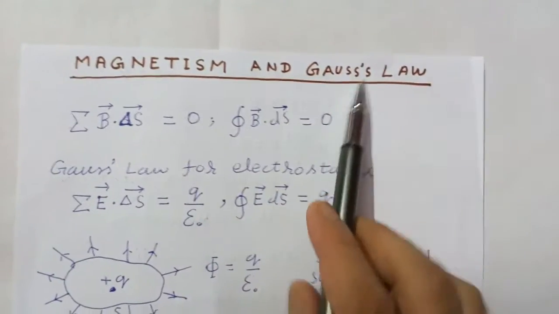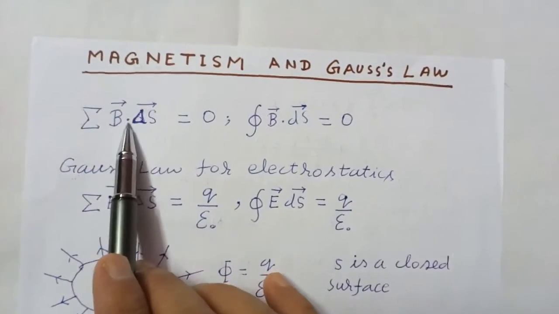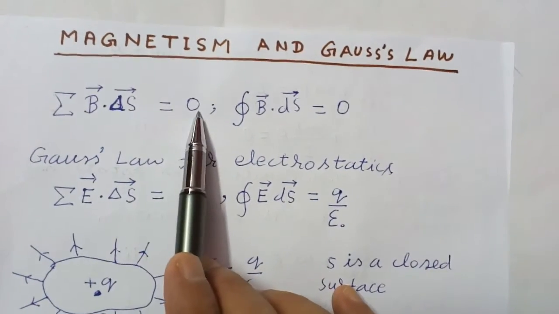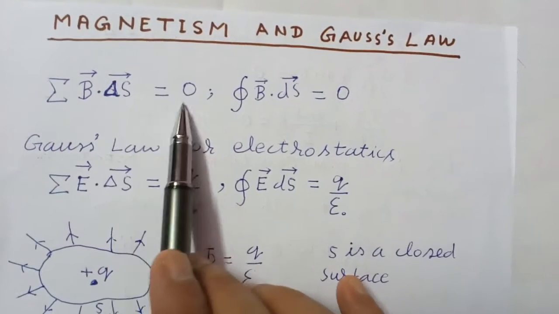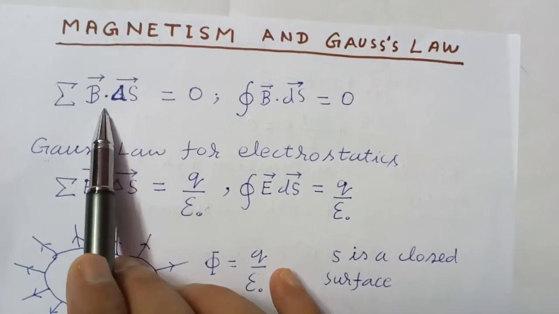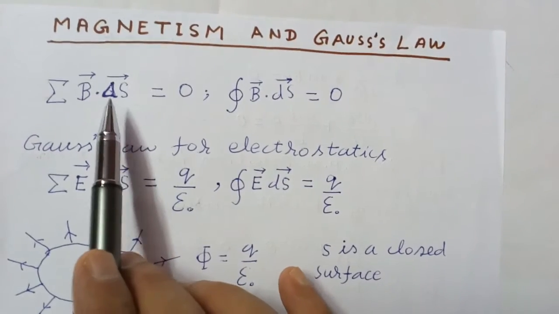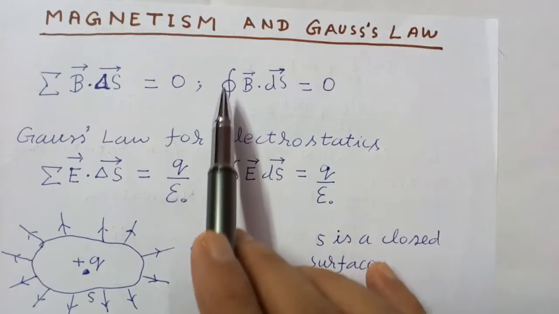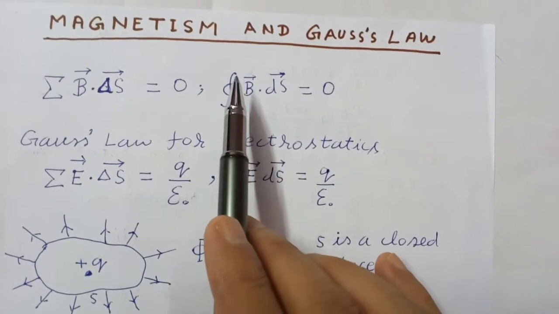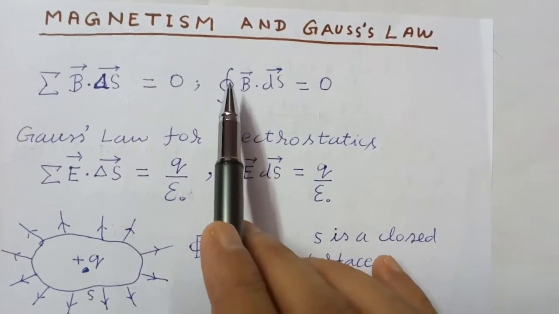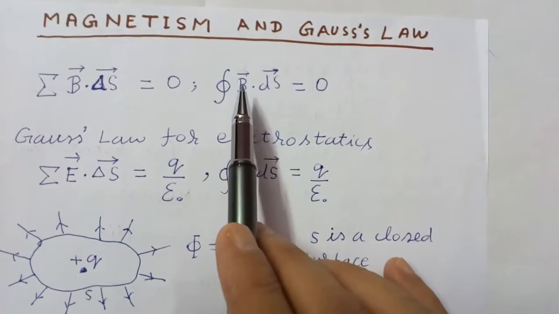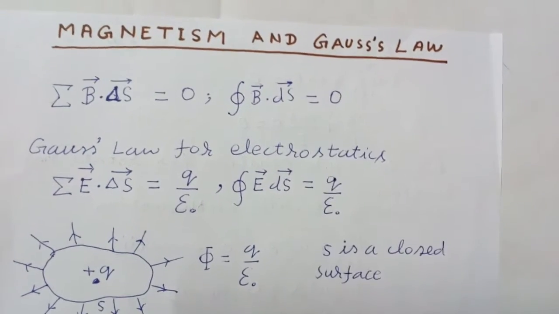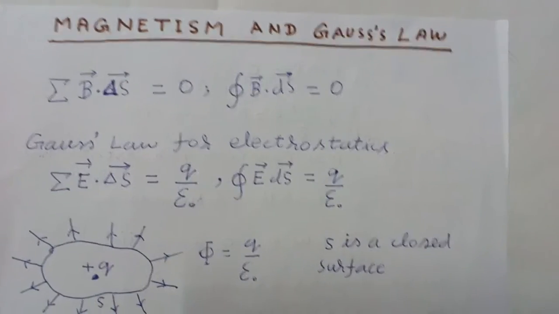Magnetism and Gauss law. See this mathematical expression, summation B dot delta S is equal to 0. This is Gauss law for magnetism. Here B is magnetic field and delta S is area. Now in integral form we may write it like this: integration over the whole surface vector B dot dS is equal to 0. So this is the mathematical form for Gauss law in magnetism.